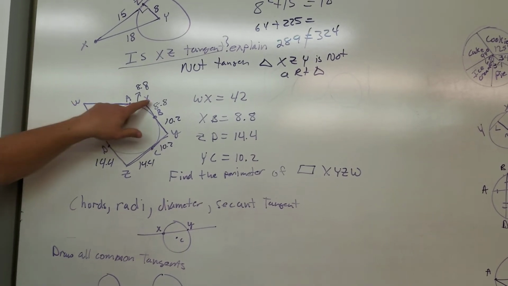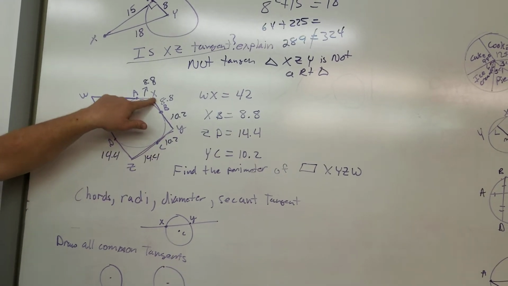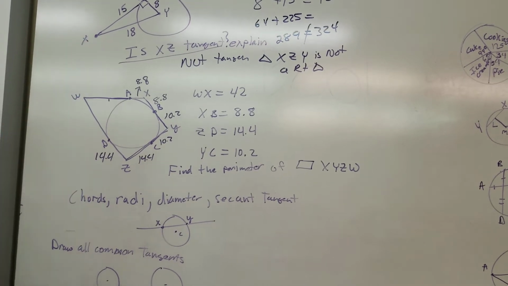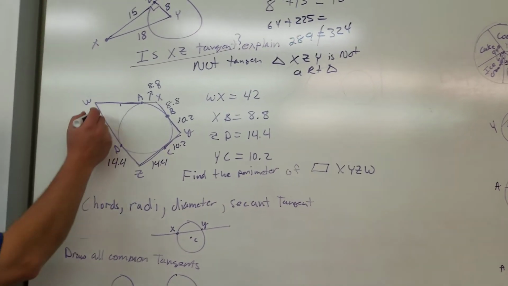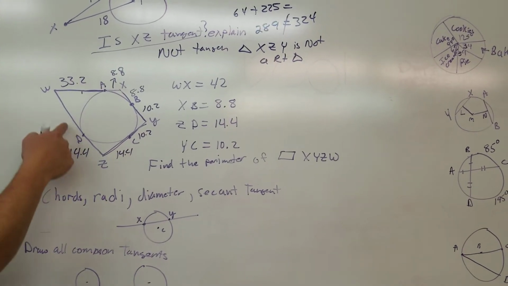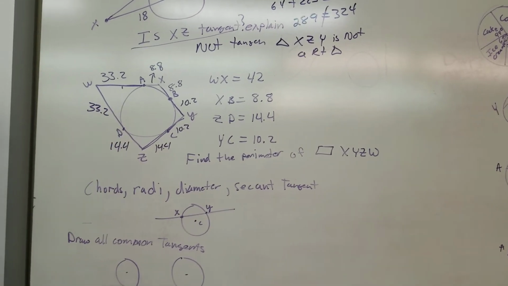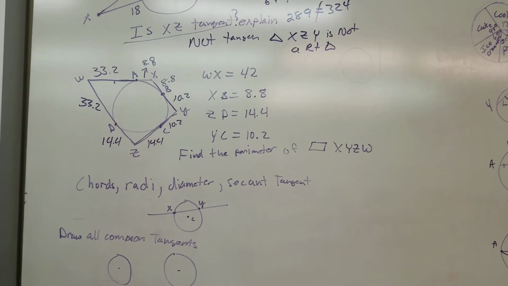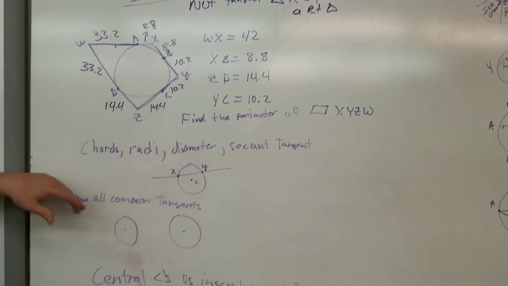That leaves us with this one that's kind of weird. It says that WX is 42. So the whole length here is 42. What do I have to do with the 8.8? You're going to subtract it, right? So we're going to do 42 subtract 8.8. And that gives us 33.2. So what's WD? 33.2. Now all I do is add all those up, and that'll be the perimeter. I'm not going to do that, but you can do that if you need to. All right, going to the next one.